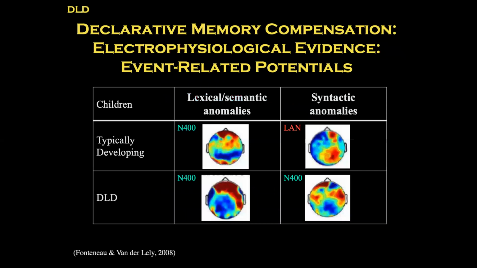Typical kids show N400 and LAN for lexical and syntactic anomalies. DLD kids show N400 for both, suggesting it depends on declarative memory. Okay.